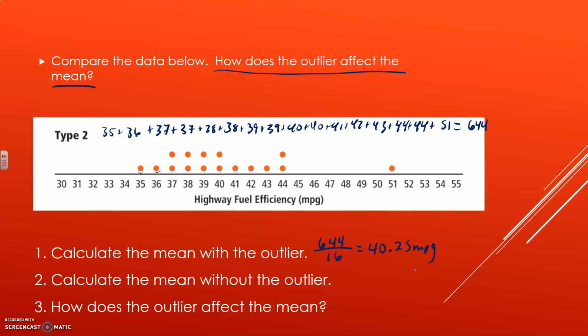I'm only going to show how I actually added all those up once, but then for number 2, calculate the mean without the outlier.